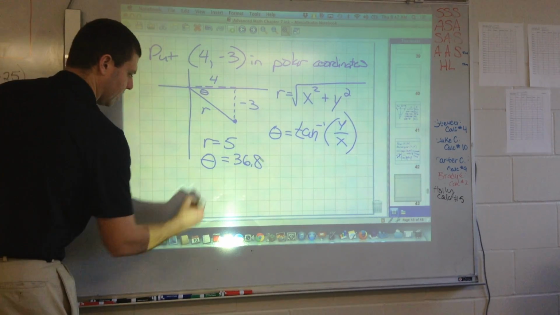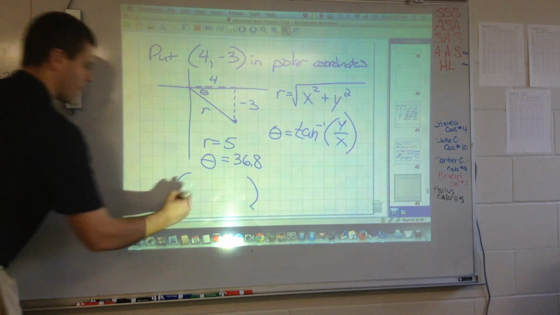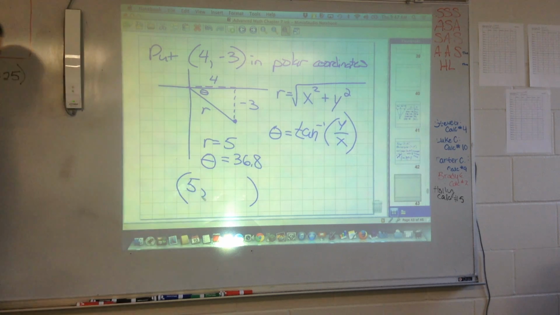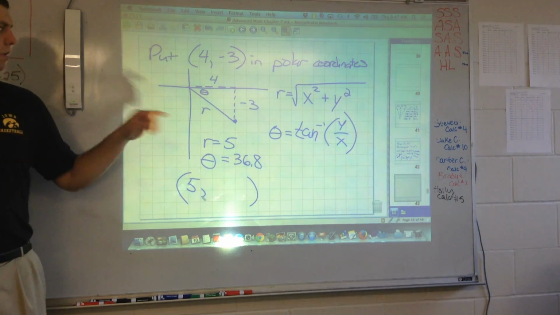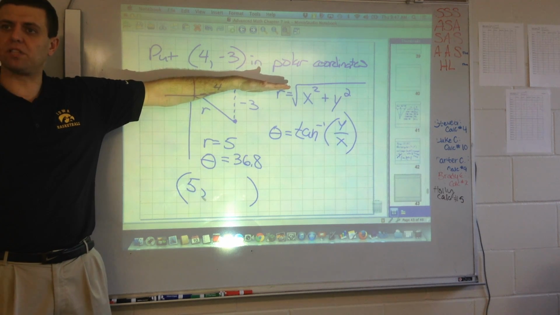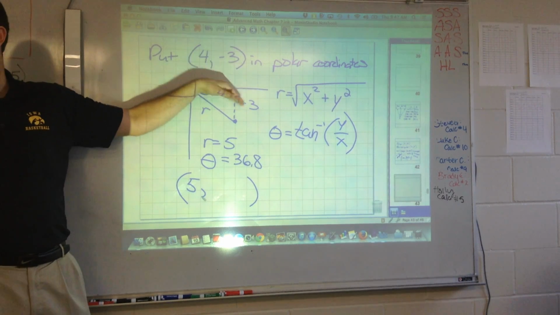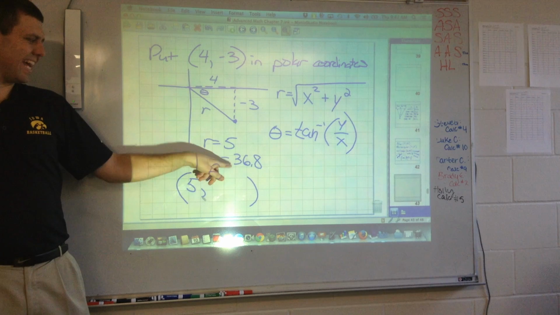But let's put it correctly. So let's write it as a polar coordinate. What would it be? 5, comma, 36. Oh, negative. 5 comma negative 36.8 would work. Because remember, this is 0 degrees straight out here, right? If we said 5 comma 36.8 degrees, wouldn't that be a coordinate that's up here somewhere? Positive 36.8. Okay? So you'd say negative 36.8.